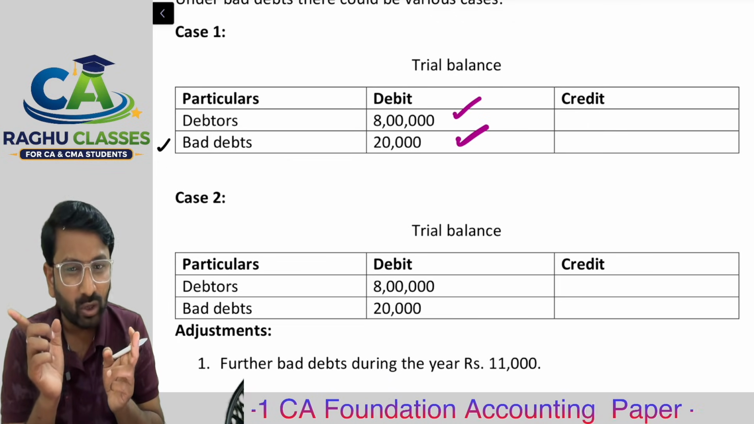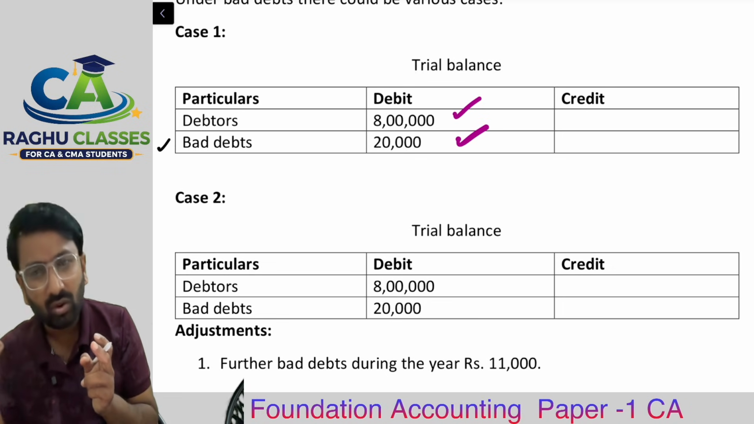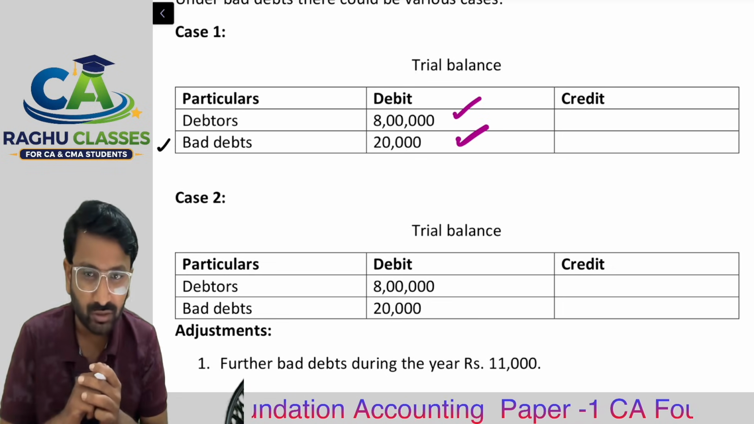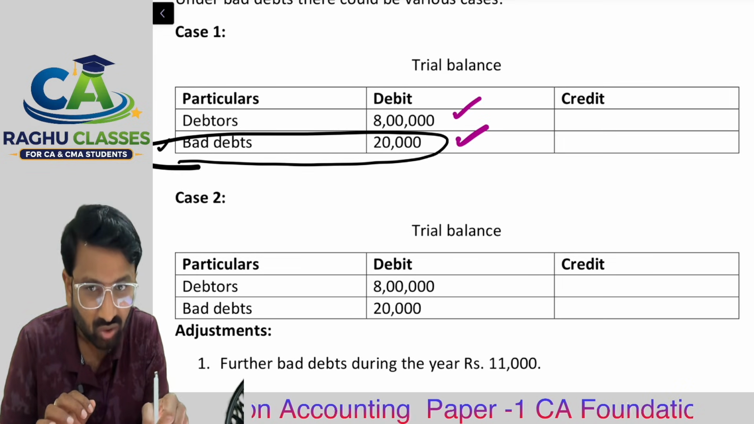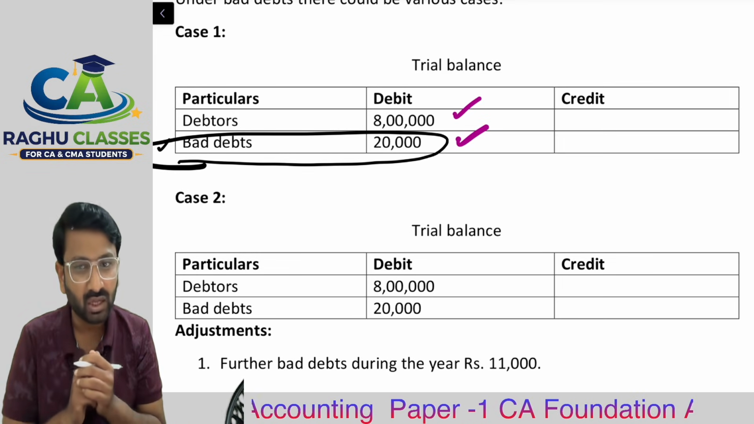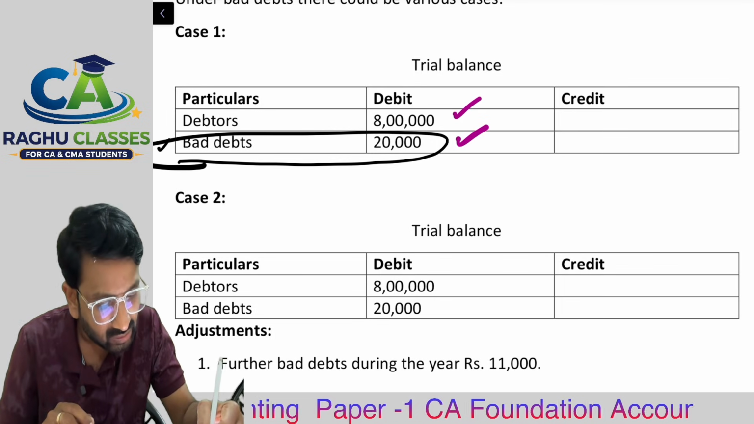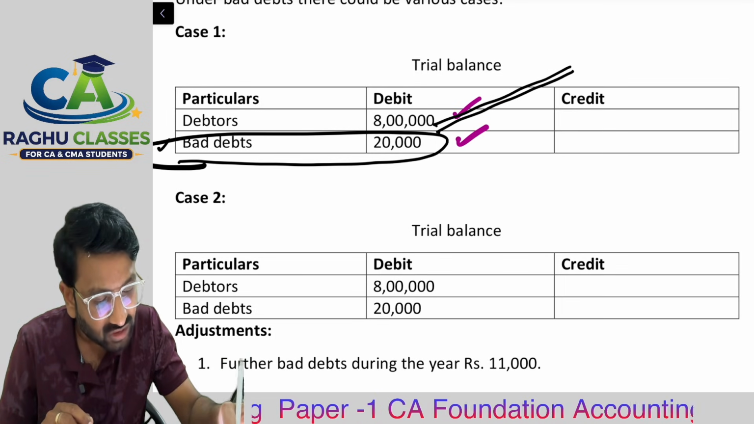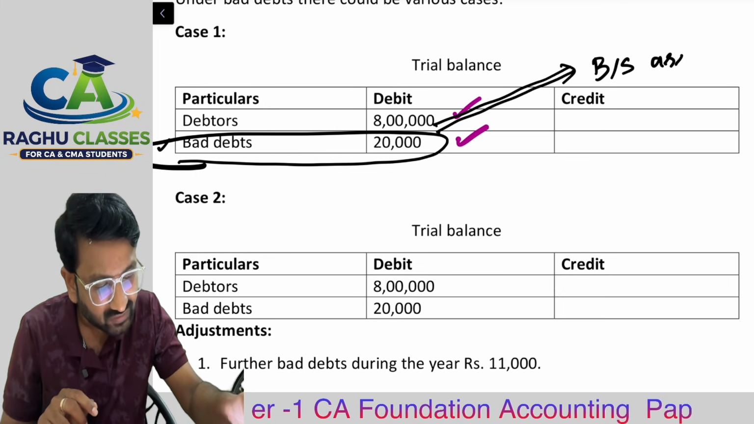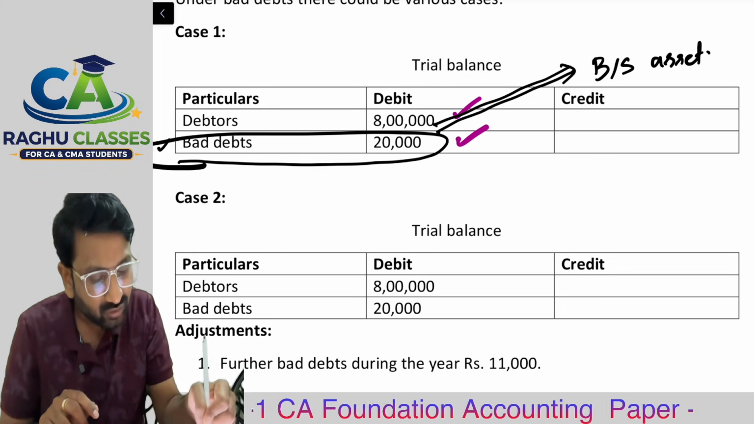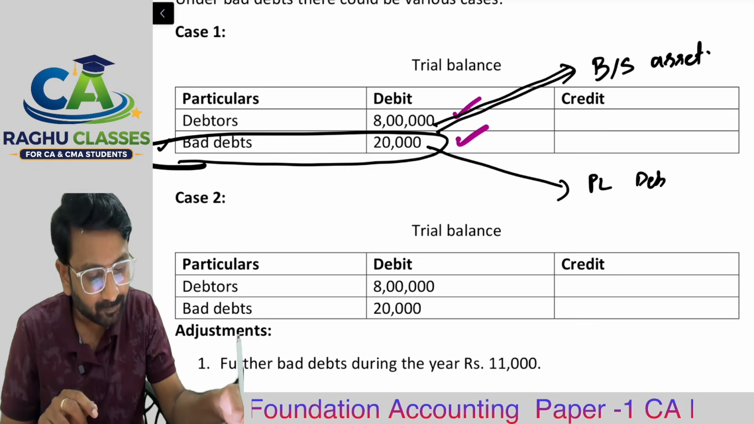The actual debtor value would have been 8 lakh 20. From that, already 20 got reduced, and that's how it became 8 lakh, which means for this 20k bad debt, journal entry is already made. Therefore, it'll have only one effect on final accounts. The effects will be this 8 lakh debtors will directly go to balance sheet asset side, and this 20,000 bad debts will directly go to P&L debit side.